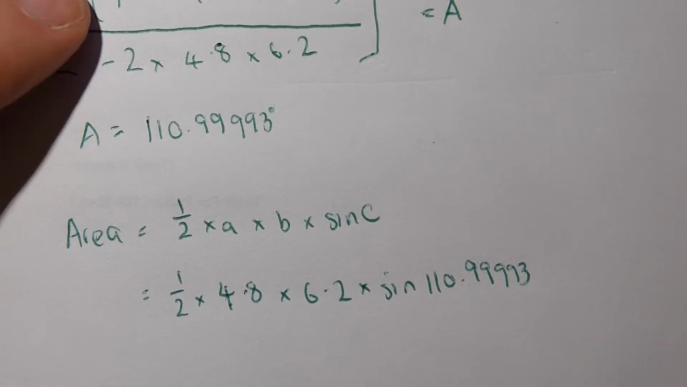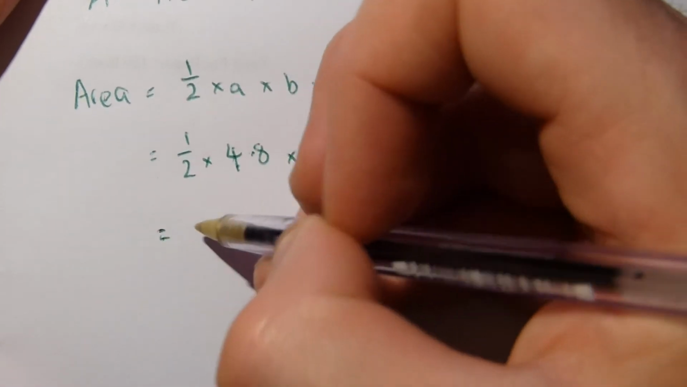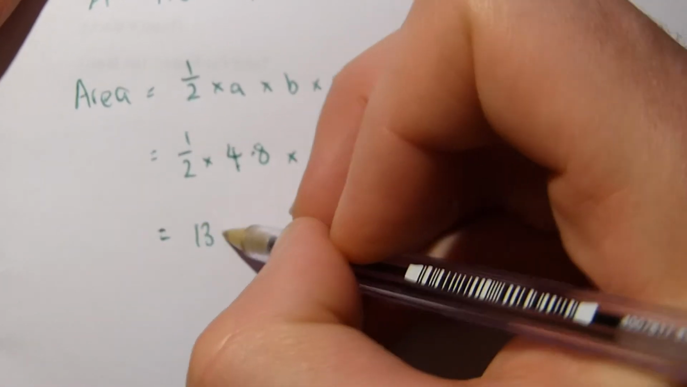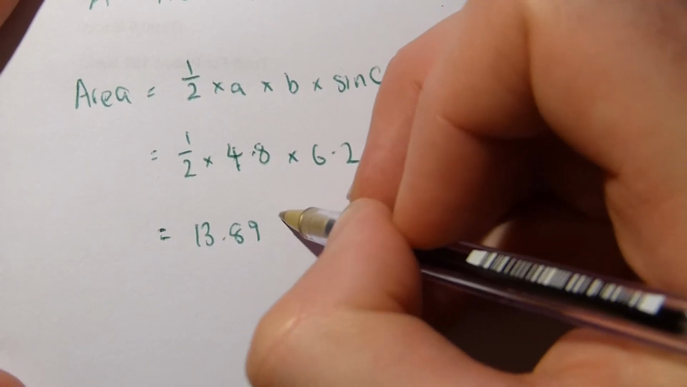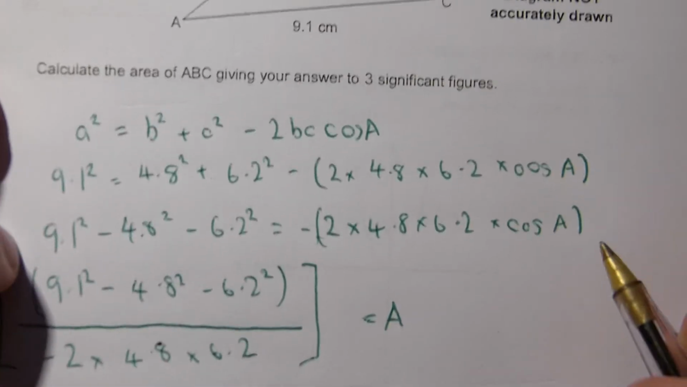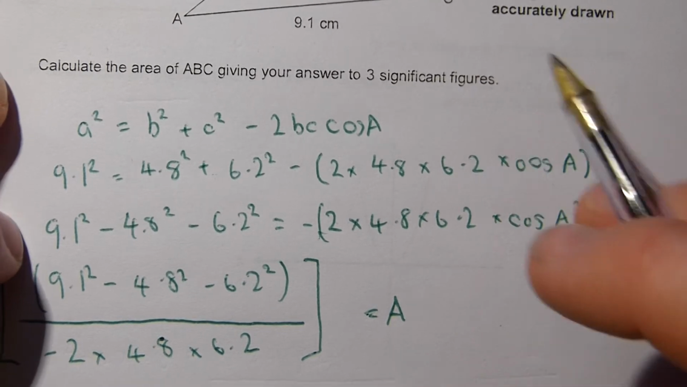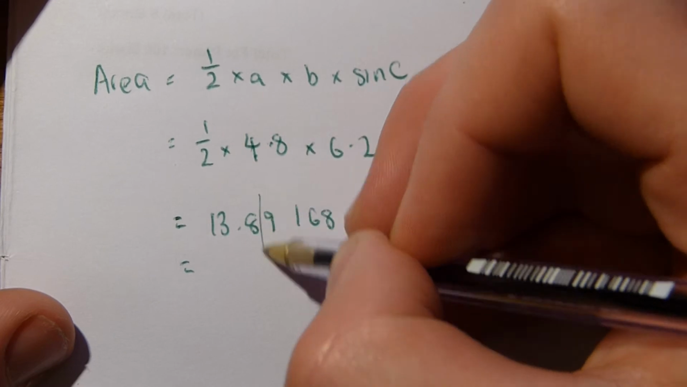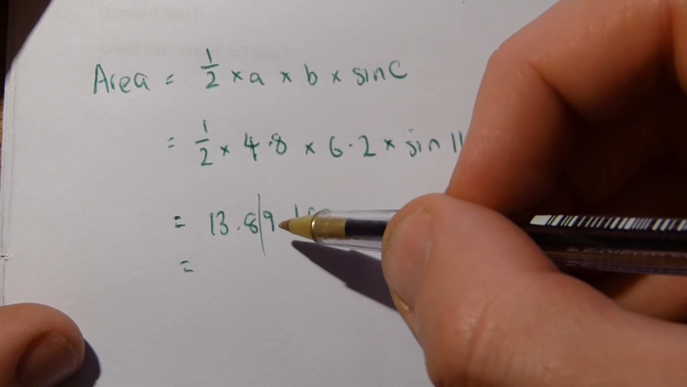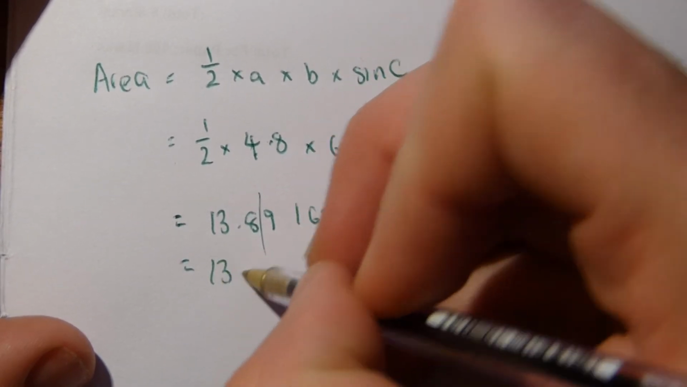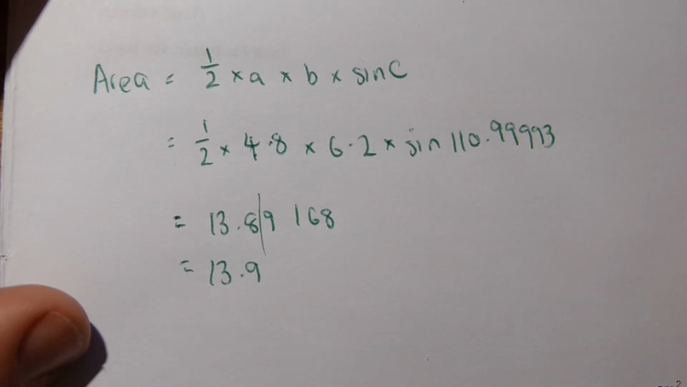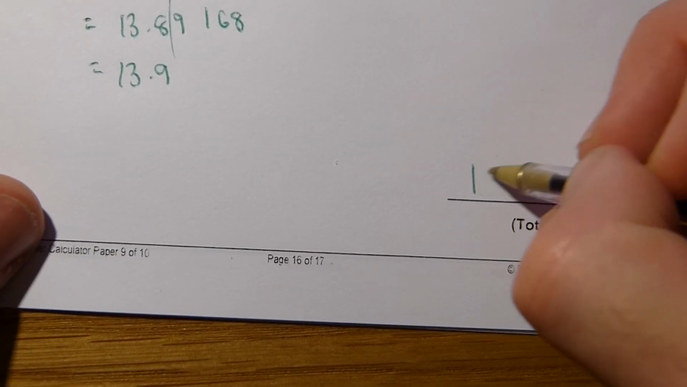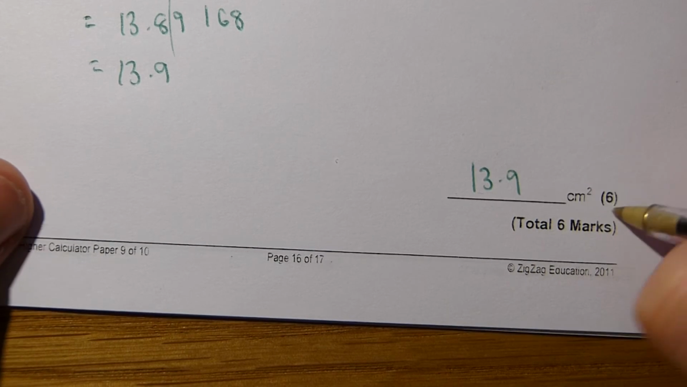Again, that's another calculator job now. That comes out as 13.89168. Now again, the question has asked for 3 significant figures. So 1, 2, there's my third significant figure. It's a 9 that comes after it. So we're going to need to round the 8 up to 13.9. 13.9 centimetres squared.